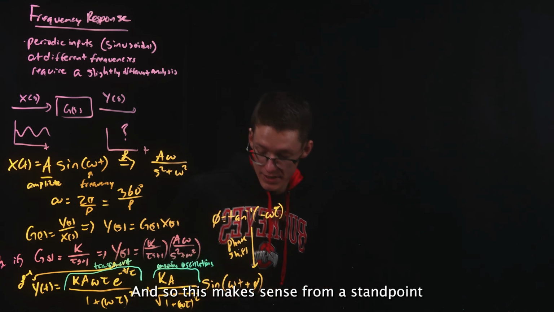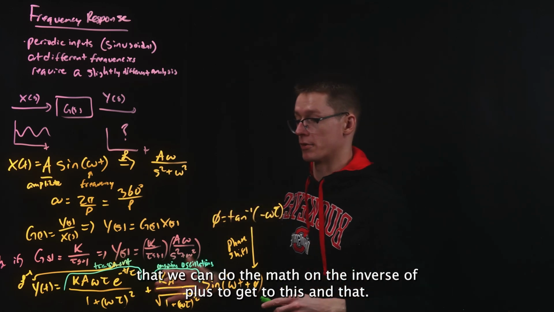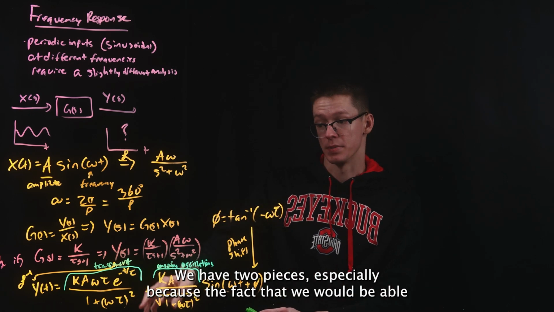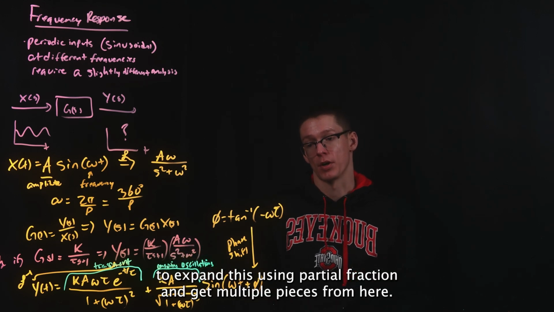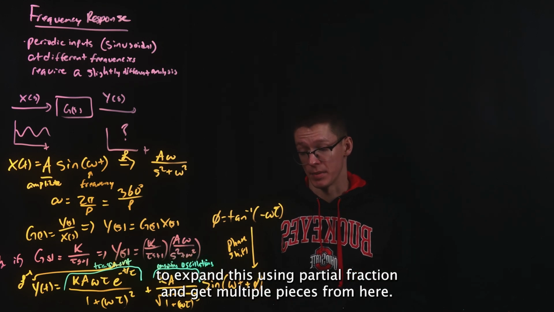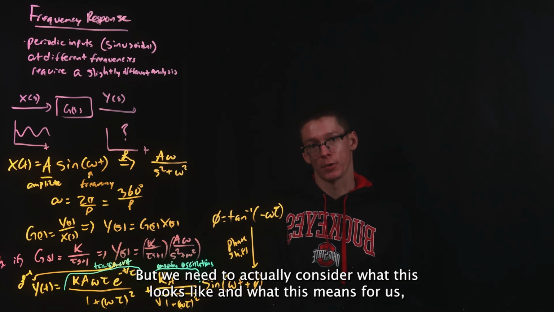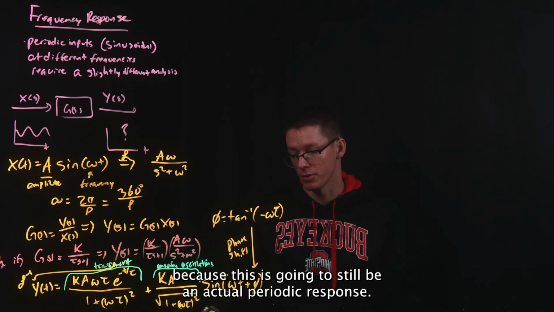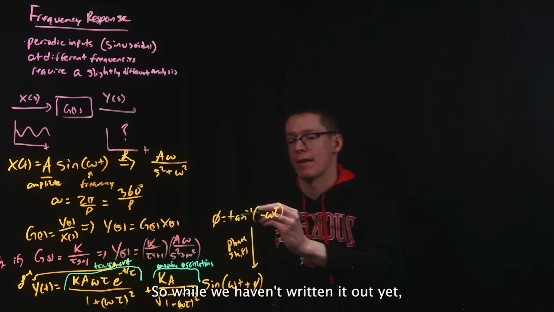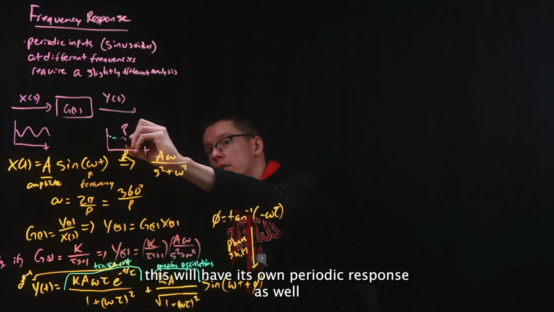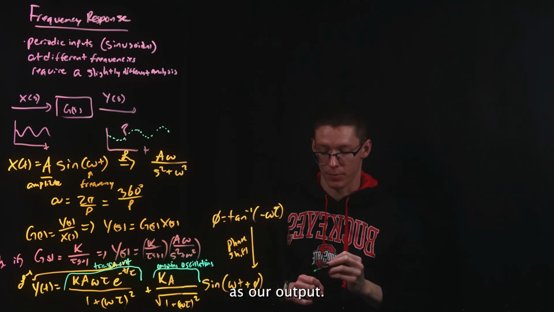And so this makes sense from a standpoint that we could do the math on the inverse Laplace to get to this, and that we have two pieces, especially because we would be able to expand this using partial fractions and get multiple pieces from here. But we need to actually consider what this looks like and what this means for us, because this is going to still be an actual periodic response. So while we haven't written it out yet, this will have its own periodic response as well as our output.